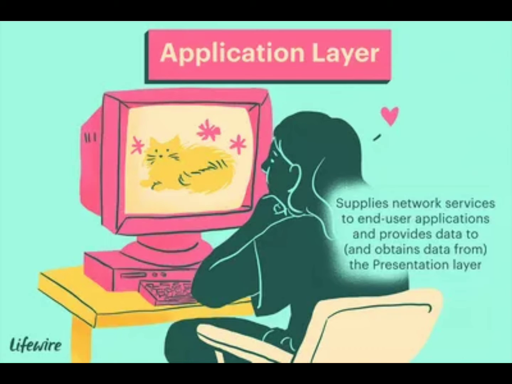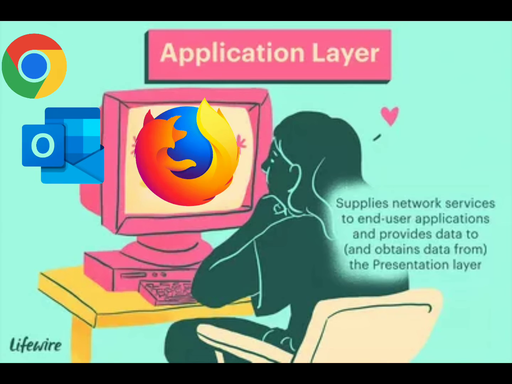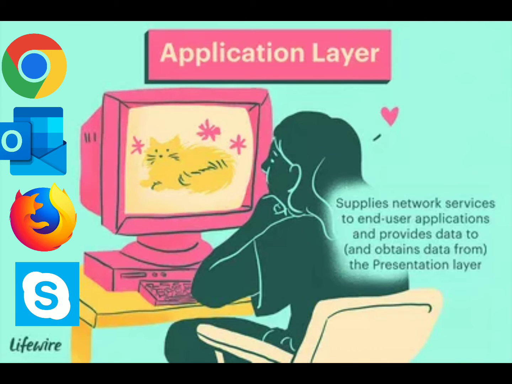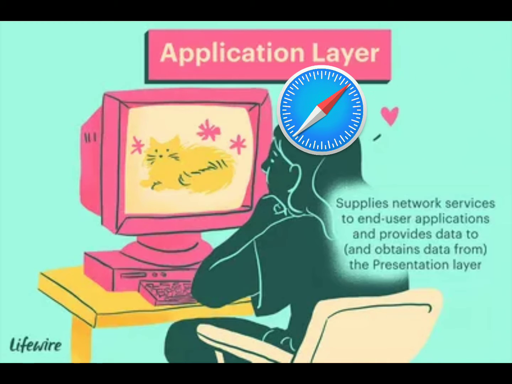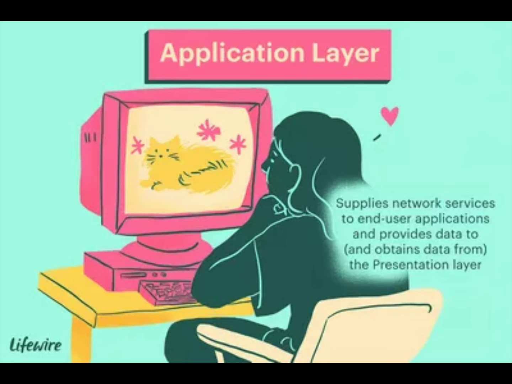The application layer is used by computer applications such as Google Chrome, Outlook, Firefox, Skype, etc. The application layer defines the protocols that are used by computer applications. For example, HTTP and HTTPS protocols are used by web browsers such as Google Chrome, Firefox, Safari, etc. FTP protocol is used for file transfer between two or more computers. SMTP protocol is used for emails. Telnet is used for virtual terminals.